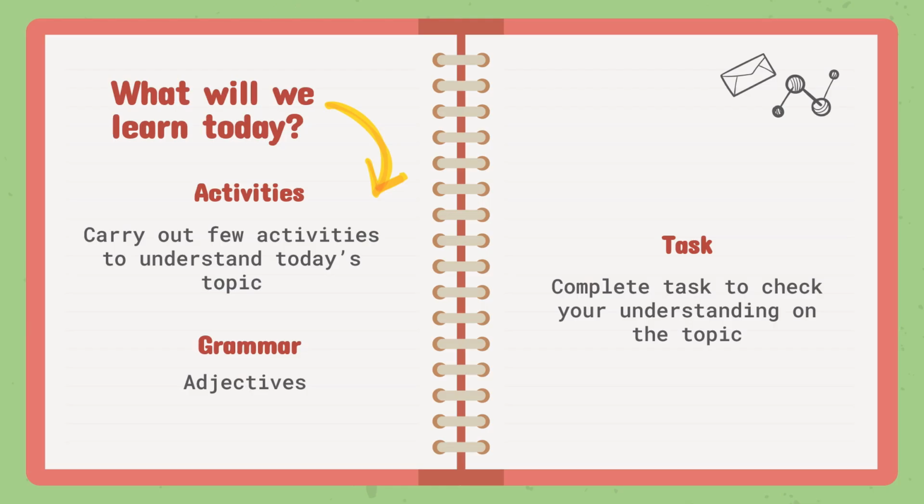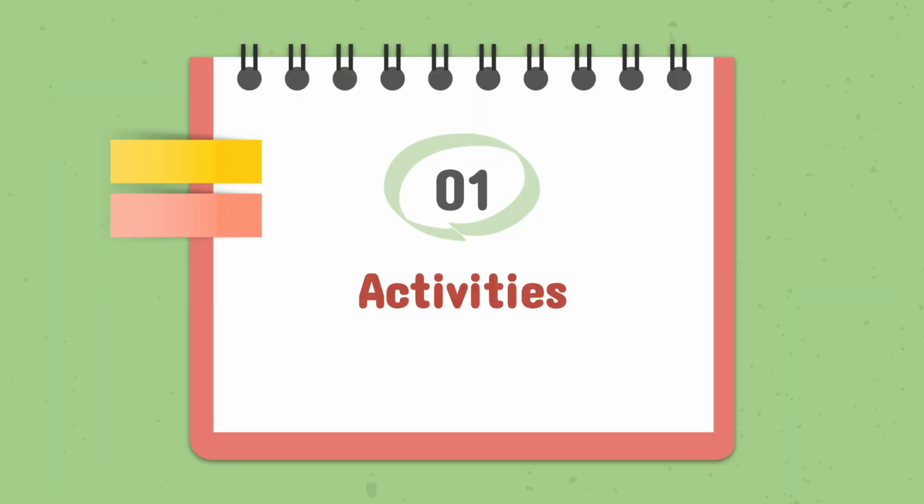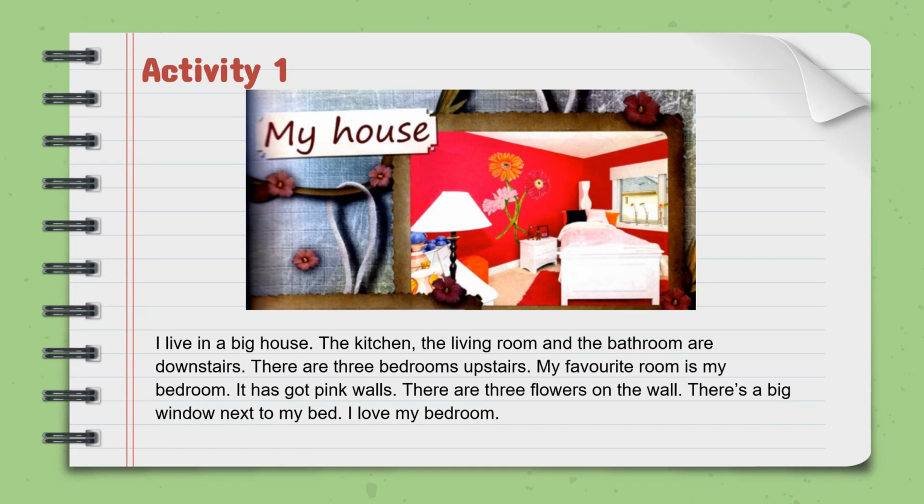Today, we'll be carrying out 3 activities to understand today's topic. We will also look at the grammar of adjectives and completing the task in your workbook. First, let's look at the activities. For our first activity, I would like you to read with me about Sue's house.